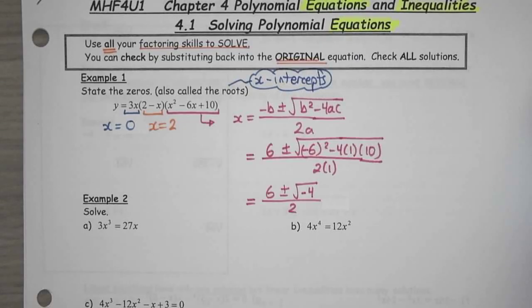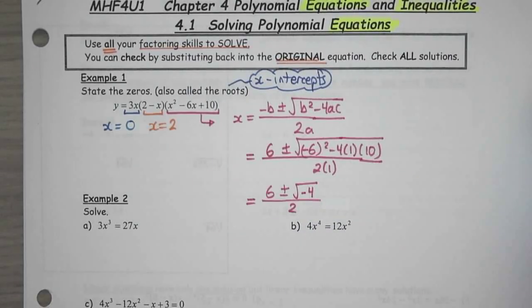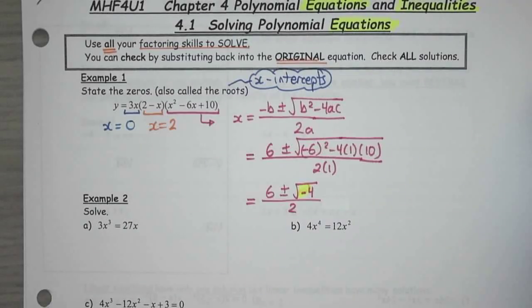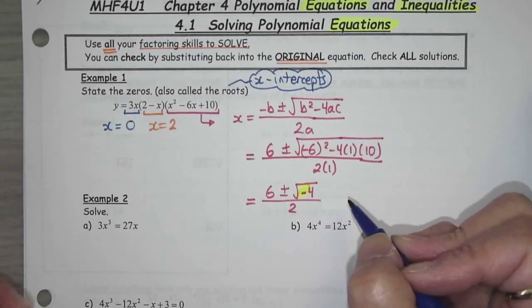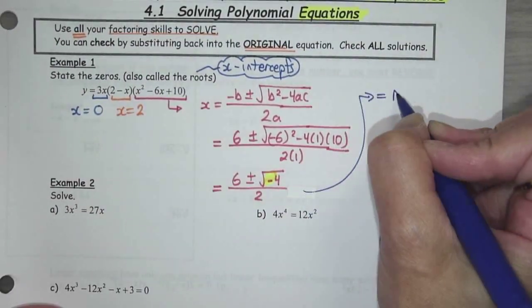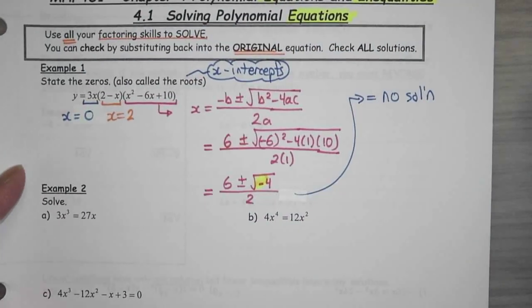Okay? When you get that answer, you see this negative here. That negative is going to tell you I cannot go any further, right? I cannot take the square root of a negative. So then this is going to give me no solution. You can say no solution like that.